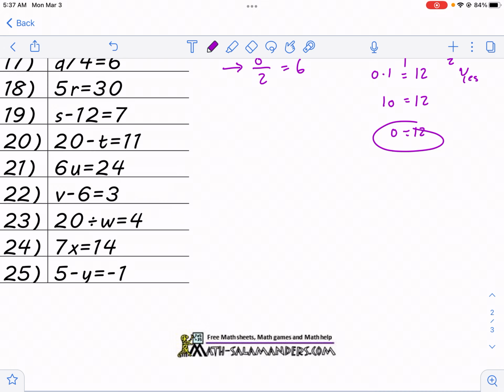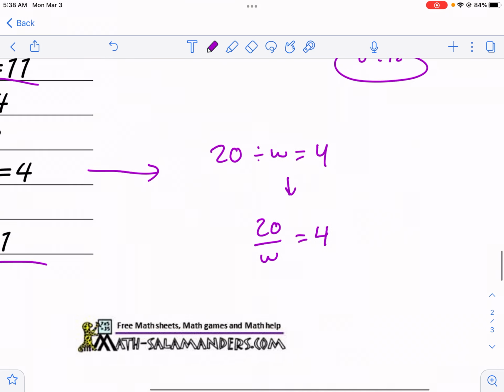Another actually pretty tough one is number 23. So if you're going to use the same method, 25 is also a little tough one. Any one where the variable is in the middle of the two numbers, that one's going to be a little bit more difficult, but 23 also. So we have 20 divided by W equals 4. This is tough because you're like, what operation is happening to W? It's hard to know. That's why writing it as a fraction is a little bit more useful. So we have 20 over W equals 4. 20 divided by something equals 4.